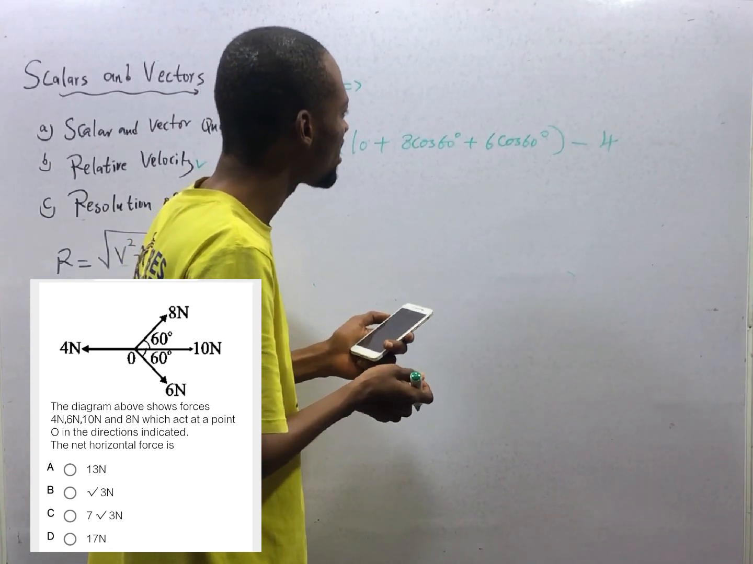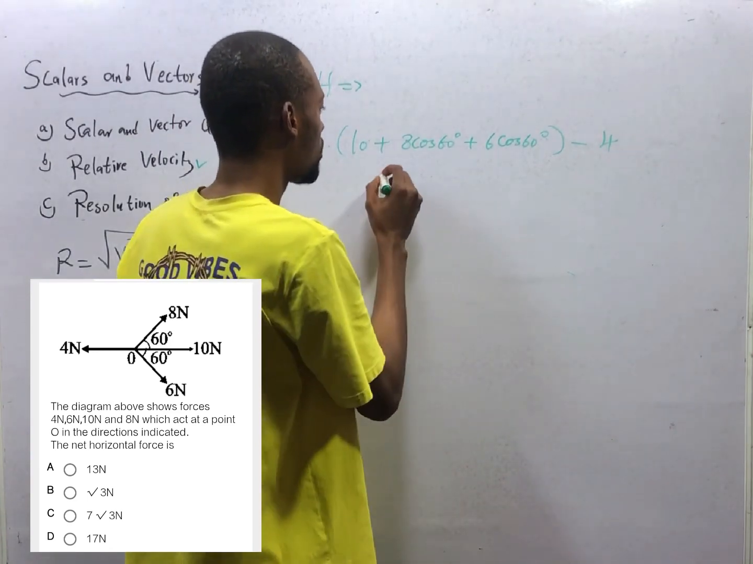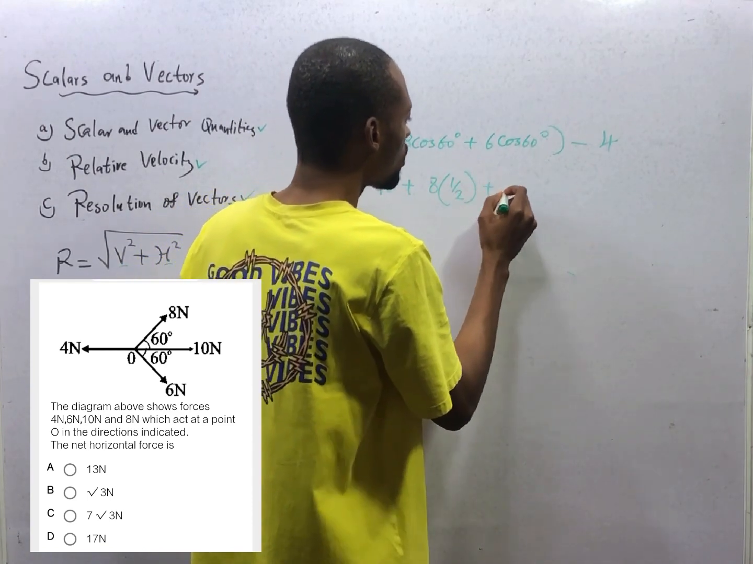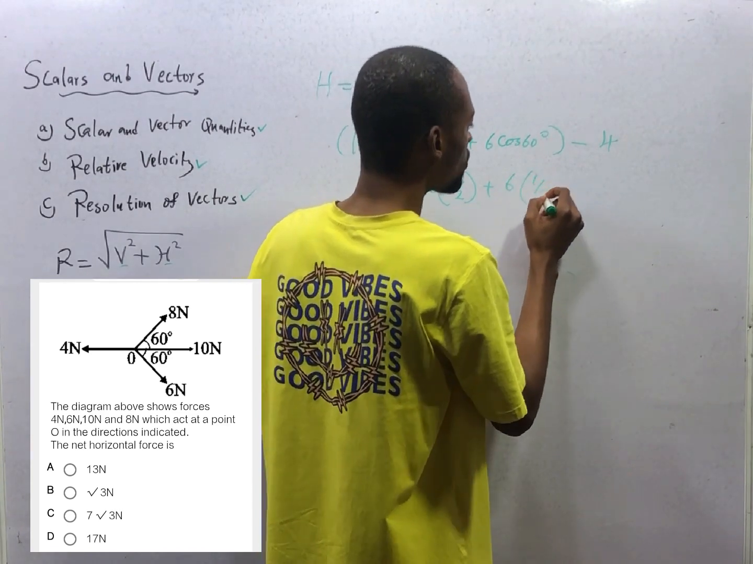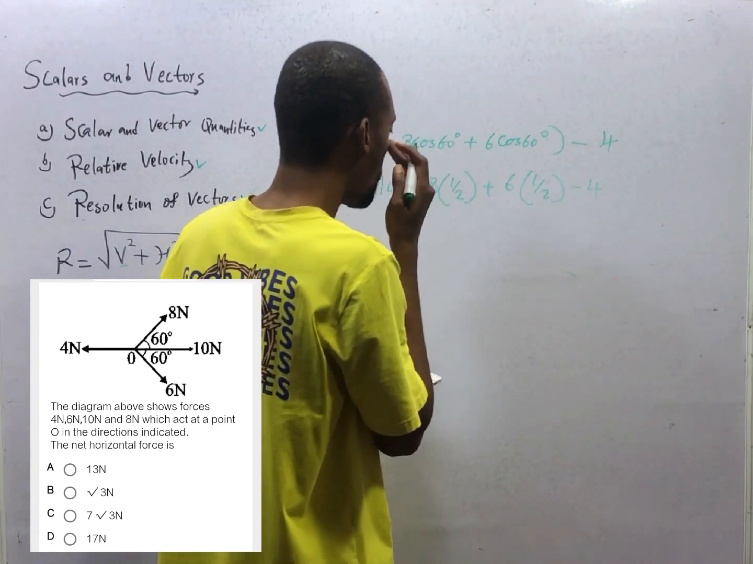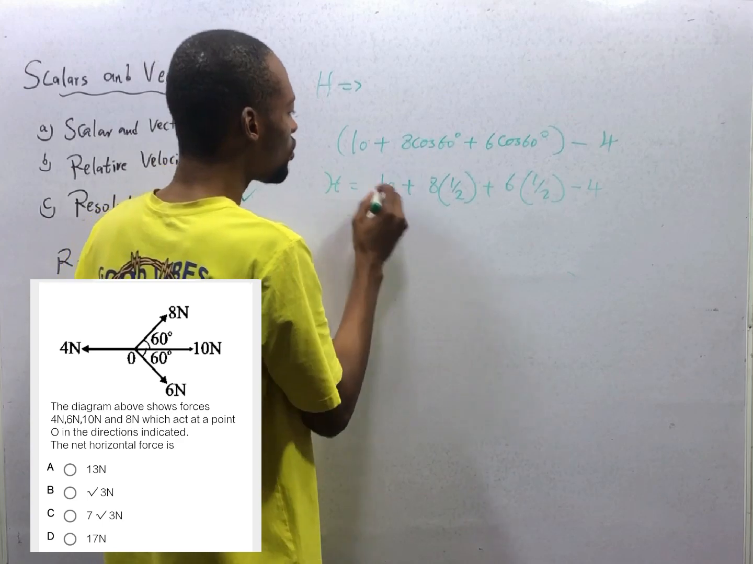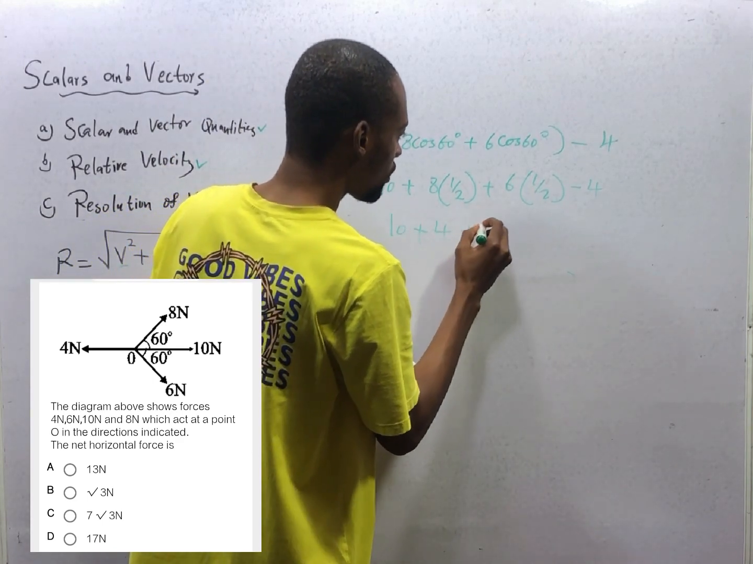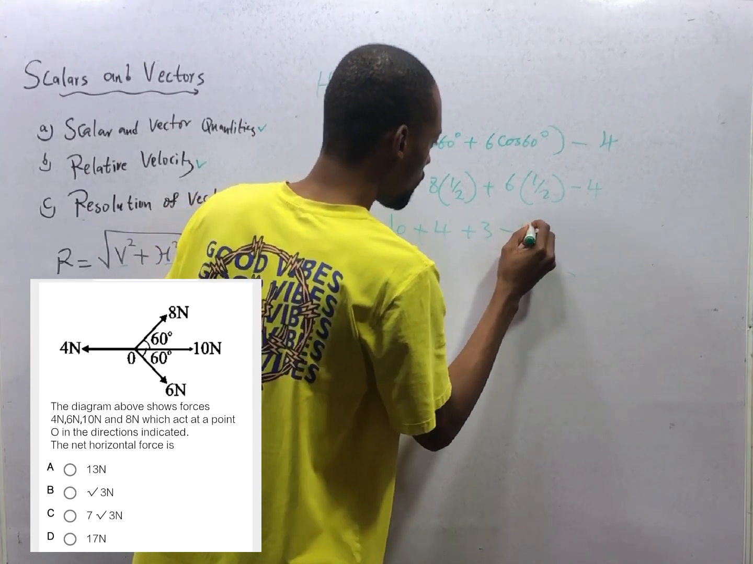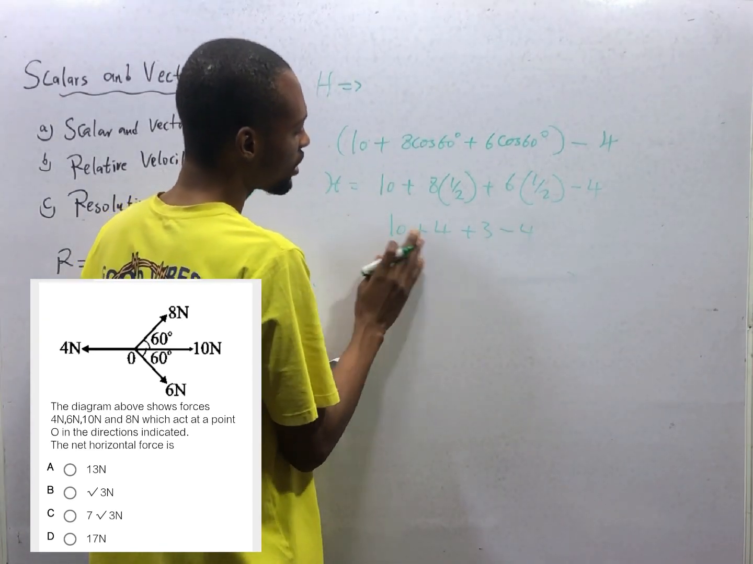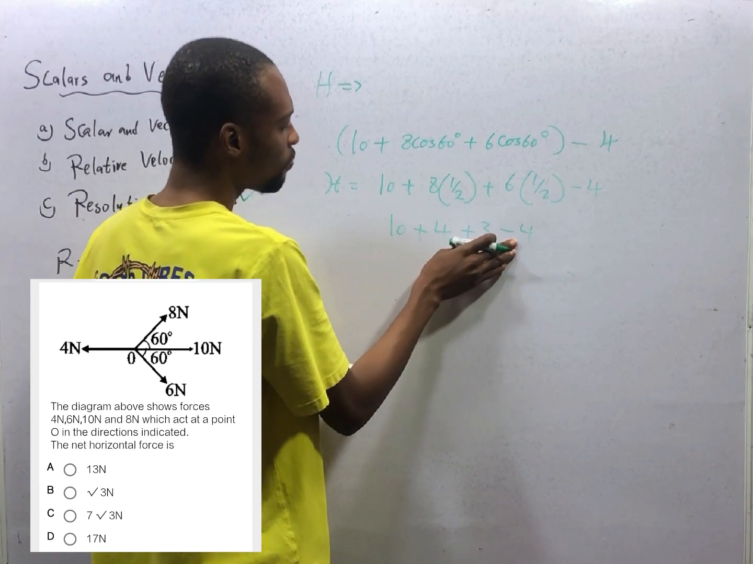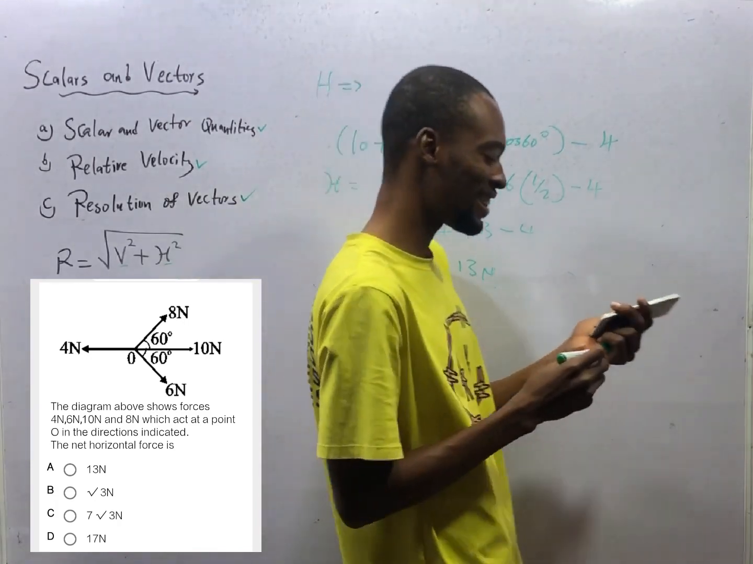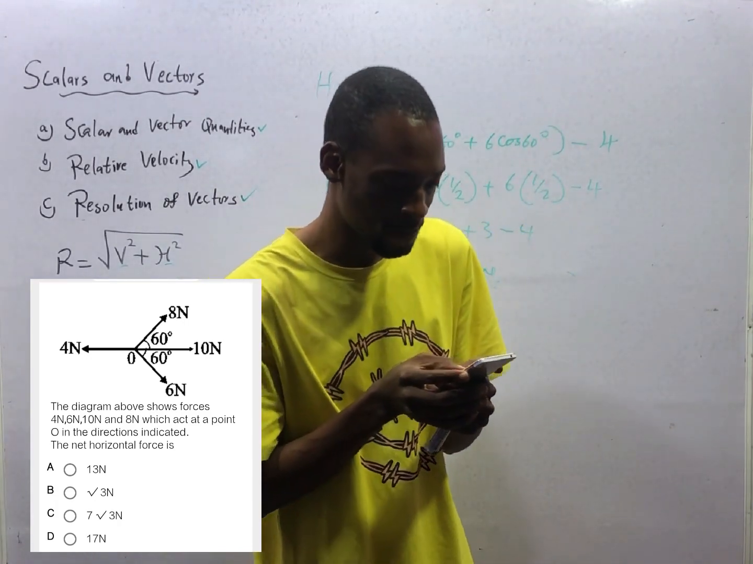Cos 60 is 1 over 2. Yes. So 10 plus 8 times 1 over 2, plus 6 times 1 over 2, minus 4. Horizontal is equals 10 plus 4 plus 3 minus 4. 10 plus 4 is 14, plus 3 is 17, minus 4 is 13. So this is 13 Newton. So that is the answer to that question.